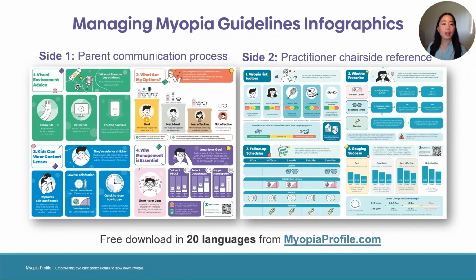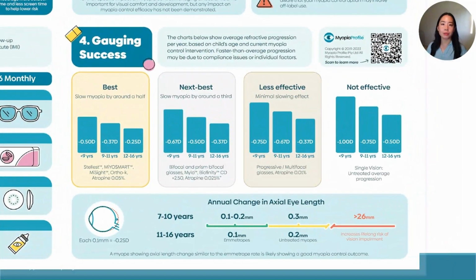The Myopia Profile infographics provide us with an easy way to assess progression. On side 1, we have the parent communication process, which can help you explain why it is important to slow down progression, which is detailed on panel 4. This goes over the long-term and short-term goals of myopia management. On side 2 is the practitioner chairside reference. Panel 4 here goes through assessing progression. Let's take a closer look at panel 4.